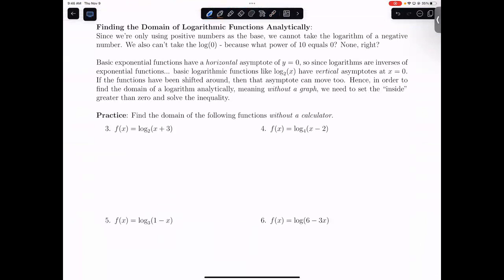Domain's important, right? It tells us where the function's defined. It tells us when we can solve. It tells us when solving gives me nonsense back, like false positive solutions and stuff. So the question really is, when can we evaluate or take a logarithm? What kinds of things can you take the log of? What kinds of things can you not take the log of?